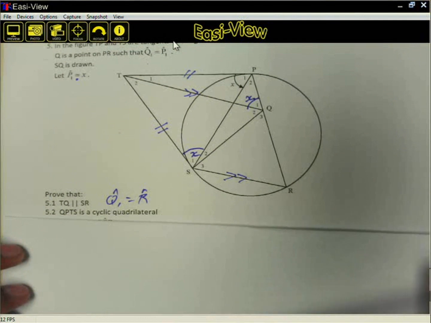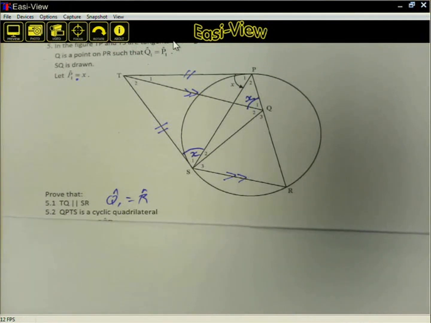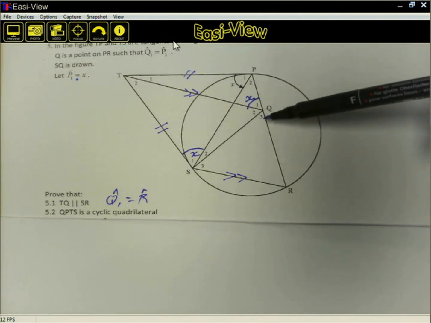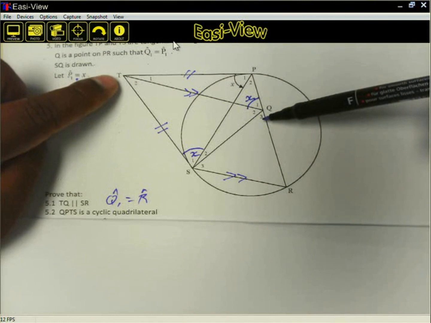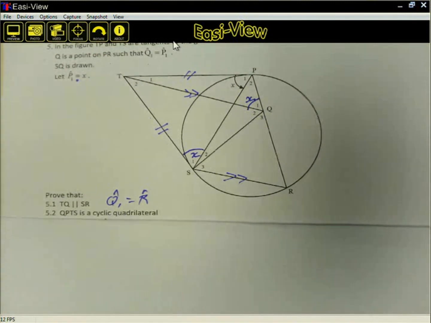The second part of the question states, prove that QPTS is a cyclic quadrilateral. Let me repeat my words again. Earlier on I said there are three ways of proving a quadrilateral to be cyclic. If the exterior angle of a quadrilateral is equal to the interior opposite angle, then the quadrilateral will be cyclic. If you look at this one, if Q3 can be equal to the whole of angle T, then it means QPTS will be a cyclic quadrilateral.